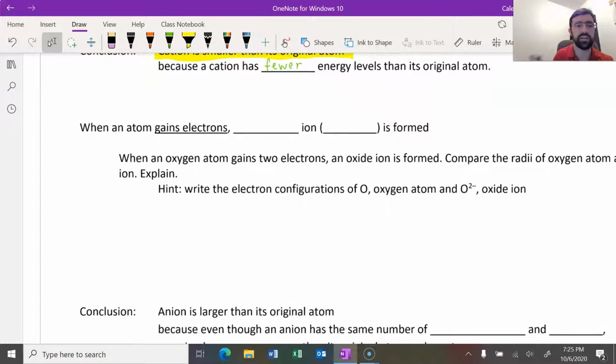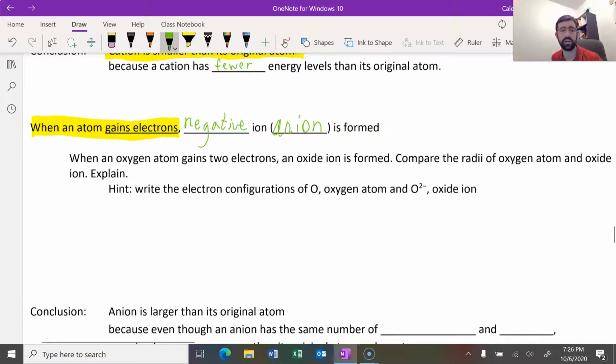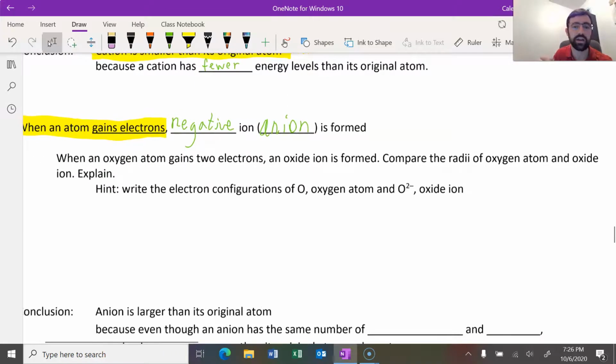When an atom gains electrons, it's different. When an atom gains electrons, a negative ion is formed. We already know this, I think. And a negative ion is called an anion. When an oxygen atom, let's use this as an example, gains 2 electrons, an oxide ion is formed. We want to compare the radii of an oxygen atom and an oxide ion.